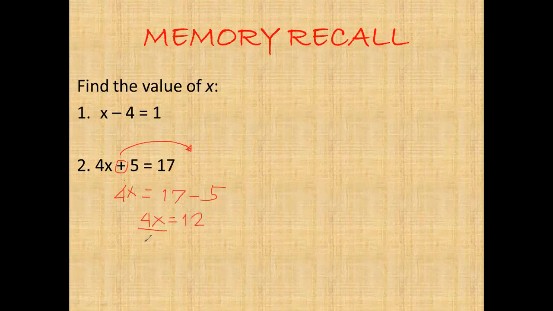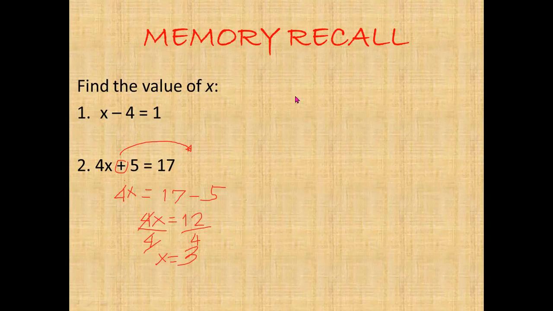And then simplifying further. So therefore, you have now x equals 12 divided by 4, which is 3. Okay, so that is correct. So keep refreshing your memory on this one.